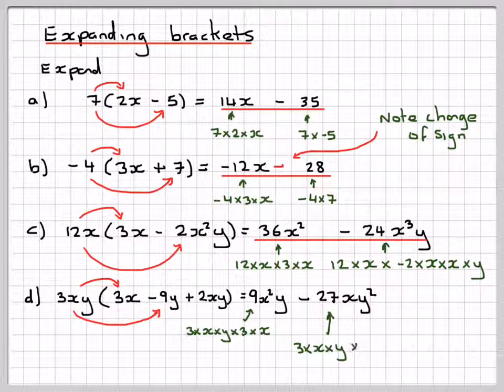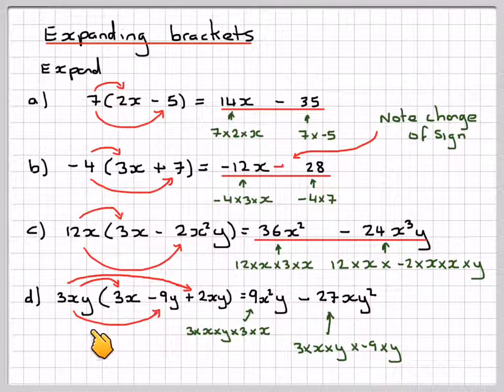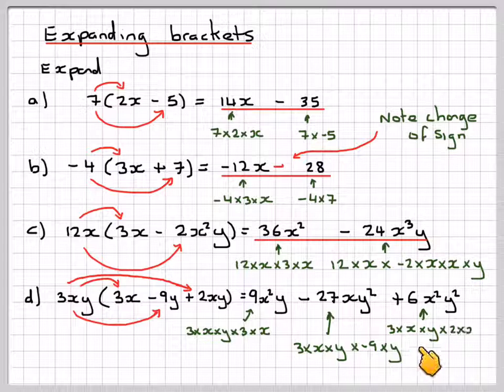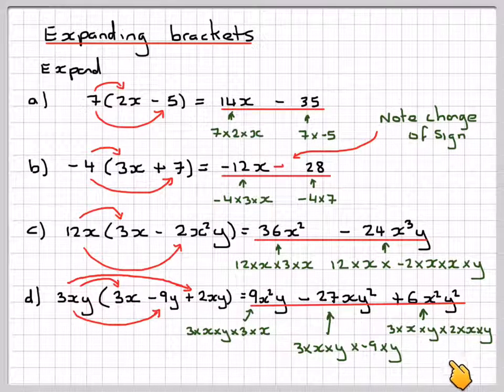And finally, that gives me 3 times x times y times minus 9 times y. And then I'm going to do 3xy times 2xy. So it's going to give me 3 times 2, which is 6, x times x, which is x squared, and y times y, which is y squared. So underneath I'm going to write down 3 times x times y times 2 times x times y. Now, the reason for writing these green things out is for the next bit.